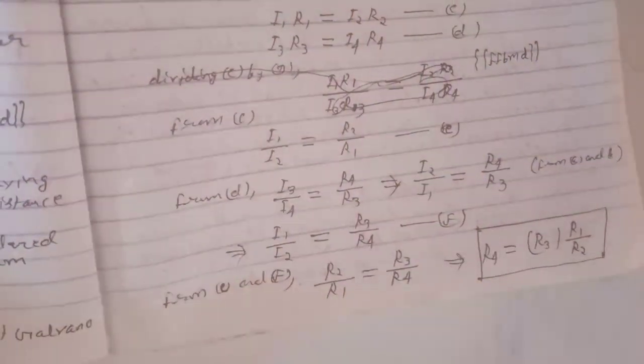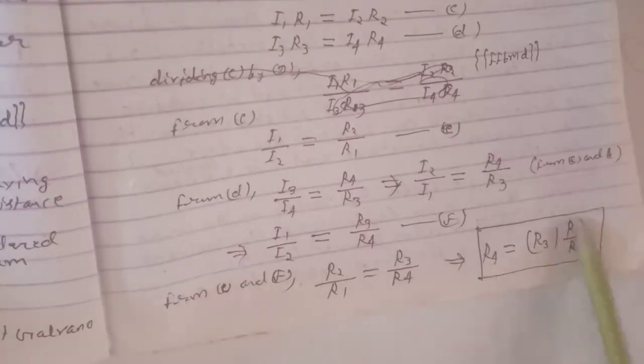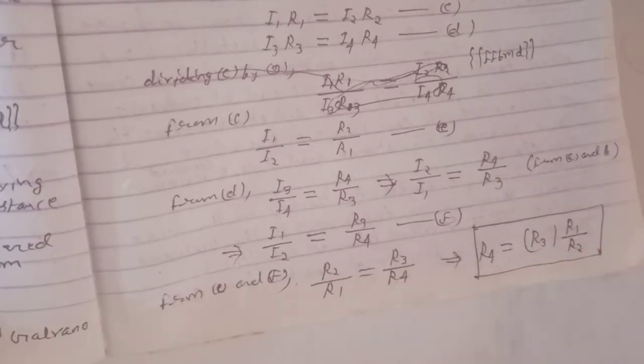So this is the working of a Wheatstone bridge. We have calculated the unknown resistance, that is R4, using this formula. We know that R1 is a known value, R2 is a known value, and R3 is also a known value. That's all.